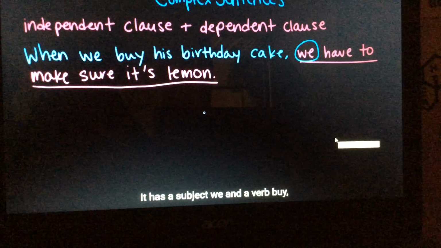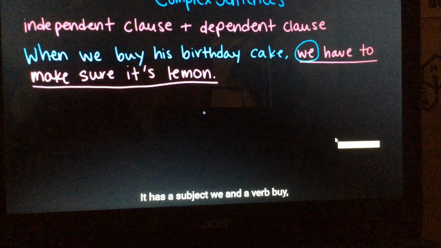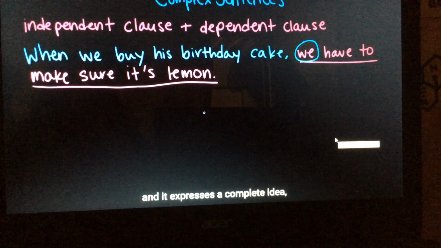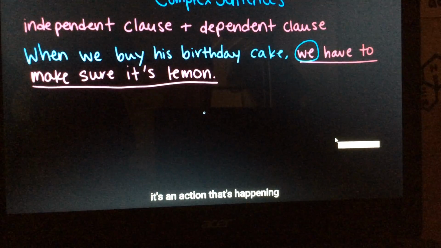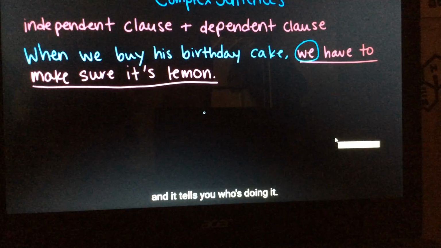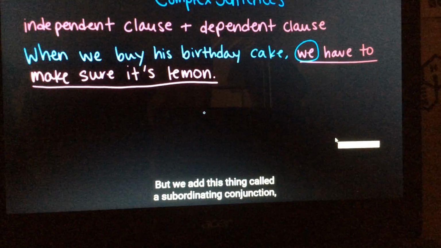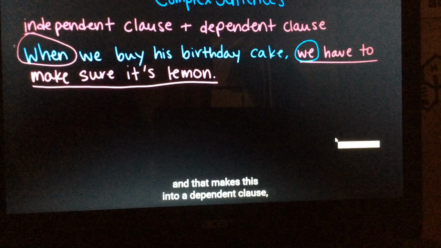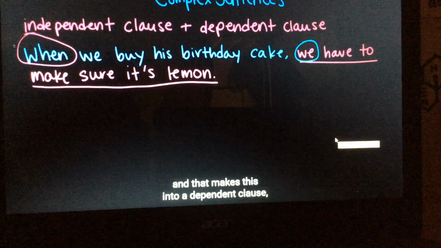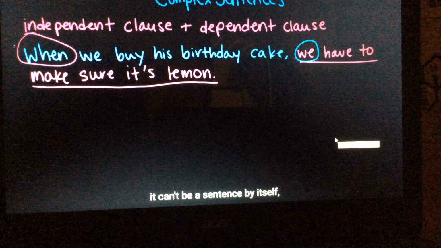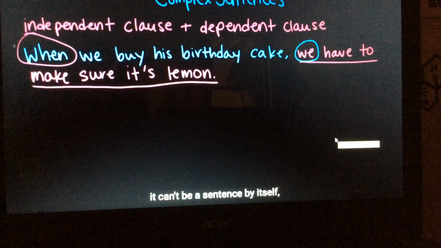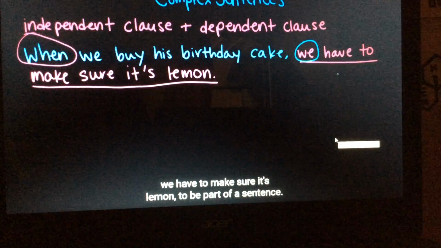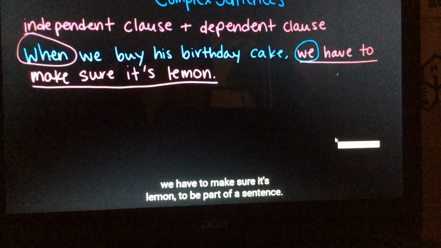It has a subject, we, and a verb, buy, and it expresses a complete idea. It's an action that's happening, and it tells you who's doing it. But we add this thing called a subordinating conjunction. That's this word when here. And that makes this into a dependent clause. It can't be a sentence by itself, so it depends on the later clause, we have to make sure it's lemon, to be part of a sentence.